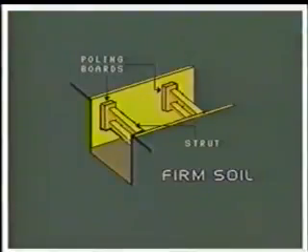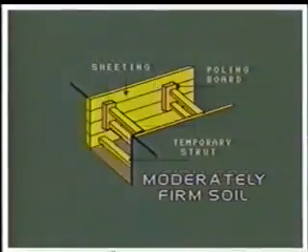Depending upon the type of soil and depth of foundation, the trenches may cave in. This is taken care of by adopting suitable methods of timbering. In firm soil, the light supports in the form of poling boards and struts are provided. Moderately firm soil has sheeting in addition to poling boards and struts.